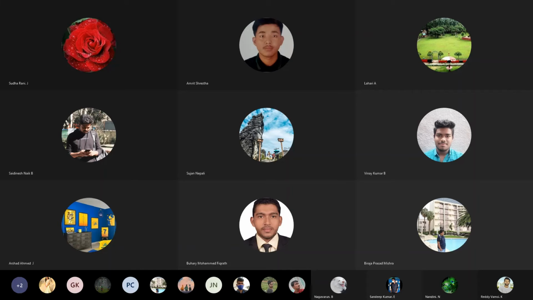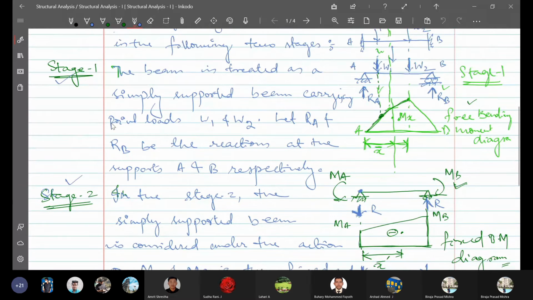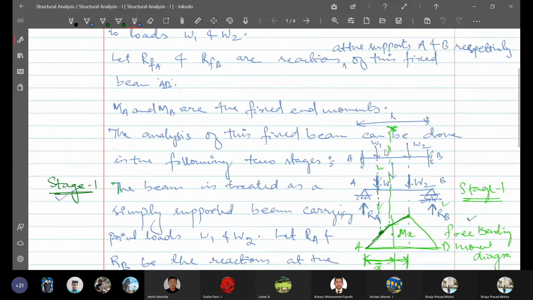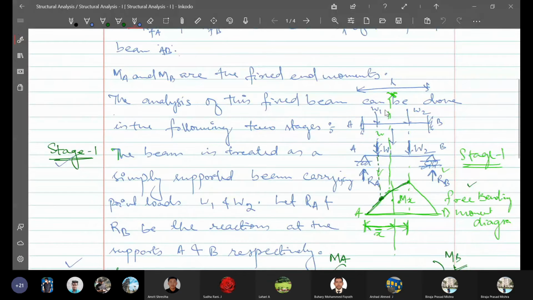Learnt about the fixed beam analysis. In that we came across the different stages, stage 1 and stage 2, where in stage 1 we are considering this fixed beam as comprising of two simply supported beams.